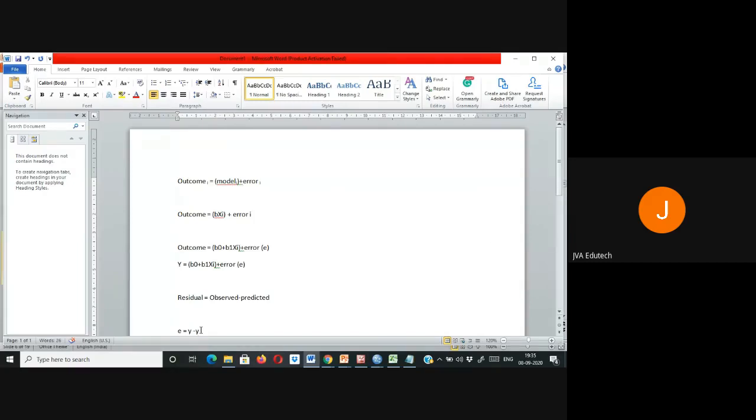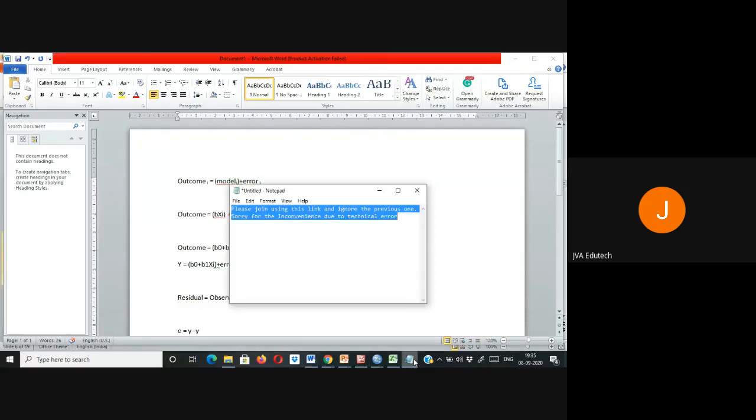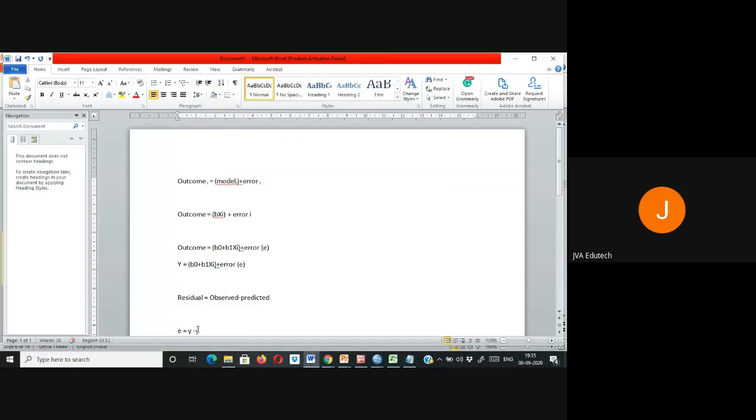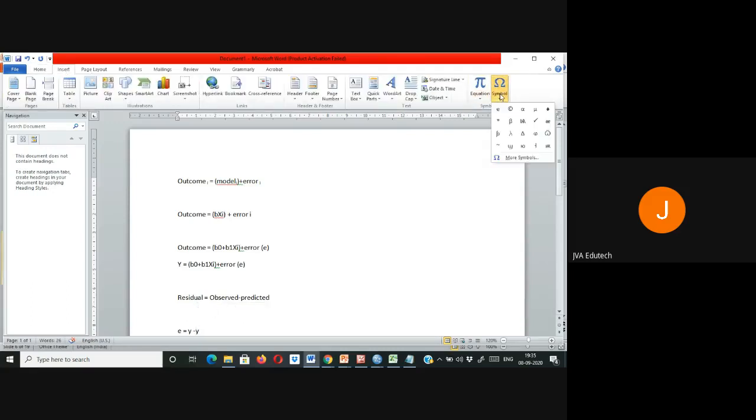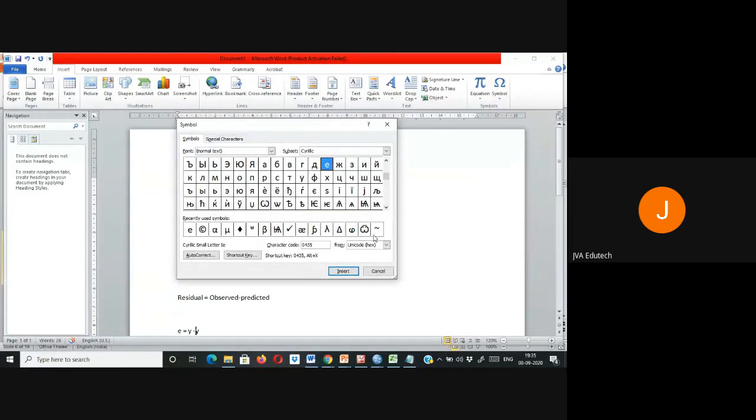I wish to put... let me see where I can put this symbol. No, I haven't written it. So this is actually the predicted value, observed value or predicted value. It will have a symbol kind of like... if I find that symbol in Word, it's very tough to find symbols and write in Word. That's why I prefer LaTeX over Word.